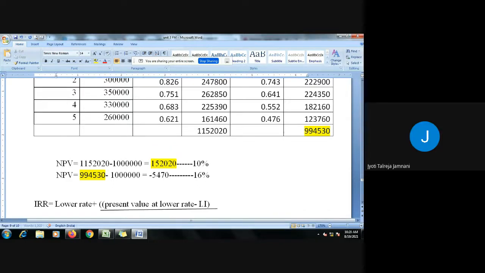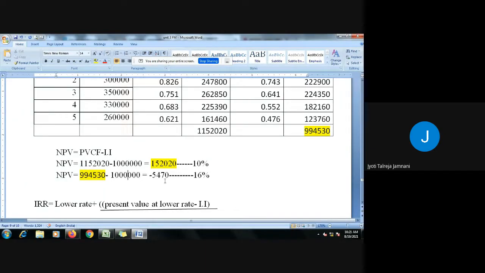NPV is equal to present value of cash flow minus initial investment. And this is what I have done here. At 10% rate, I got present value of cash flow as 11 lakh 52,020 minus the initial investment given in the question, 10 lakh. Similarly, at 16%, I got 9 lakh 94,530 minus initial investment given was 10 lakh. So we got one positive NPV and one negative NPV.